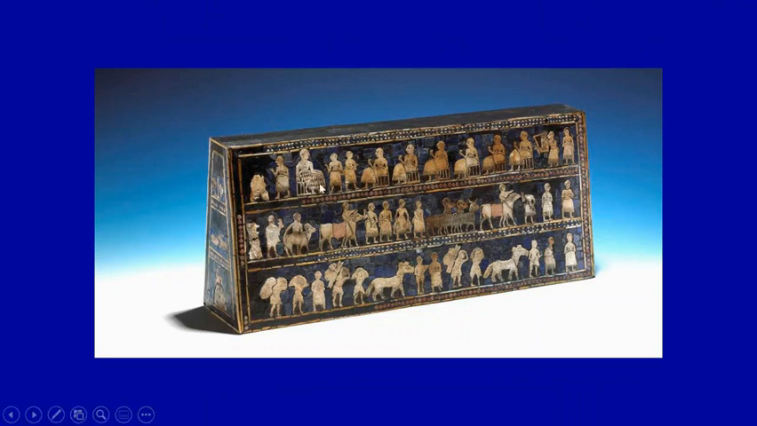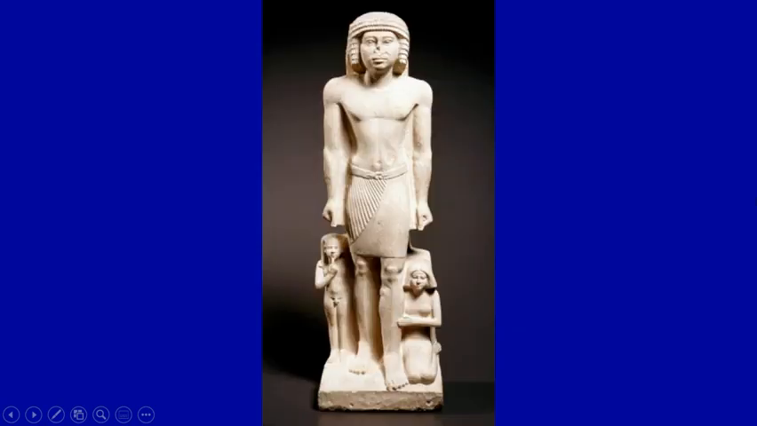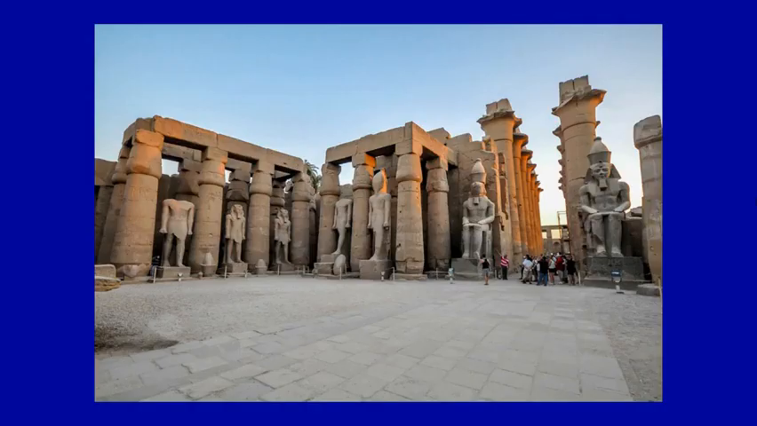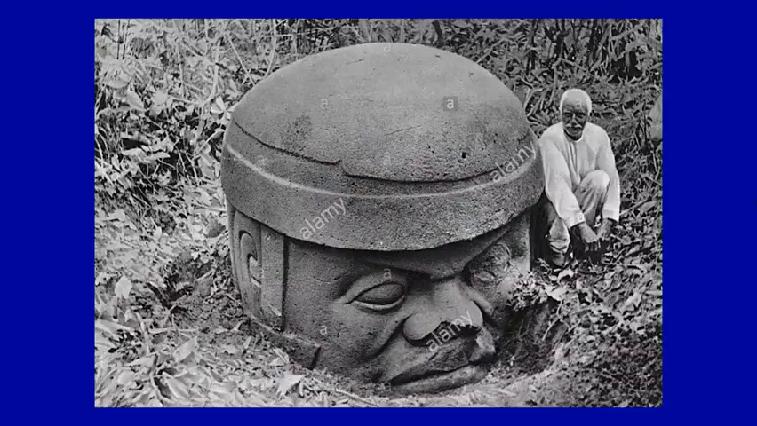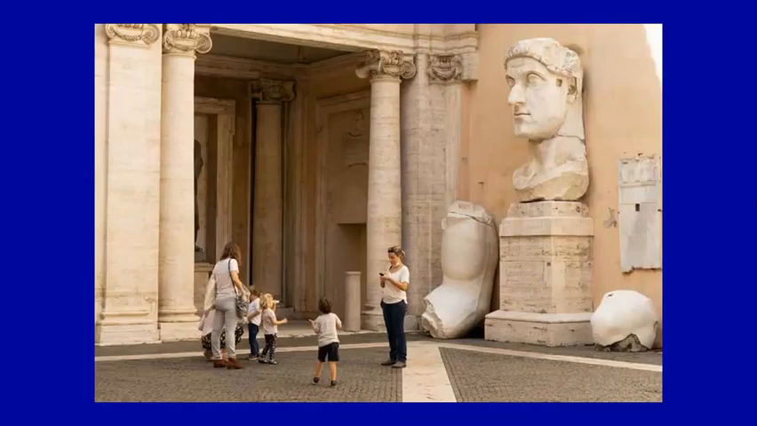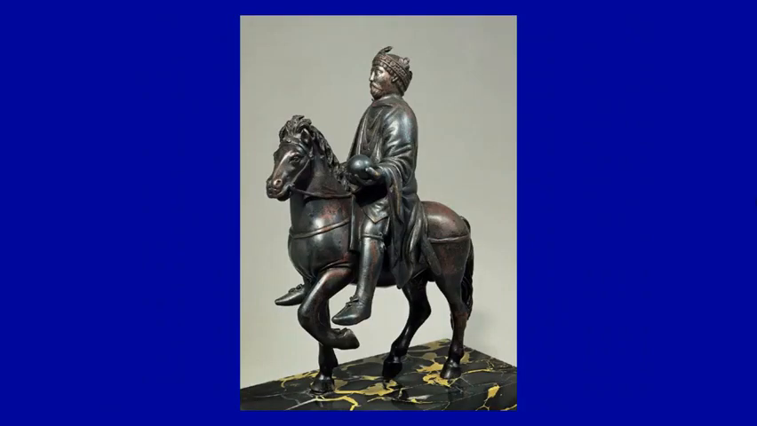We talked about the hierarchy of scale in the standard of Ur, where the king or the emperor or the leader, even though he's sitting down, is breaking the boundary because he's so large. Again, with the hierarchy of scale, we have these large sculptures that are way out of scale because they are so large. And we find that a lot in the first semester.